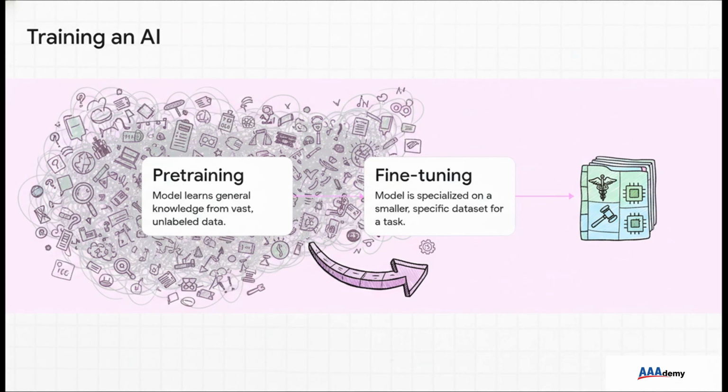So how do you teach this digital brain? Well, it's a two-step process. Think of it like a student. First, there's pre-training. This is like general education, where the model just reads the entire library, learning about language and concepts. Then comes fine-tuning. This is like specializing in a major, where it studies a smaller, specific set of data to become an expert in something like law or medicine.